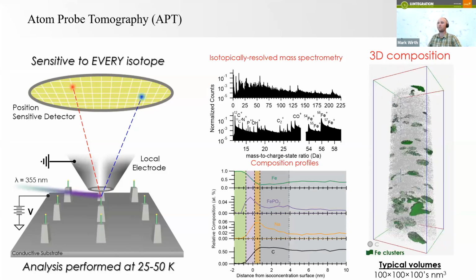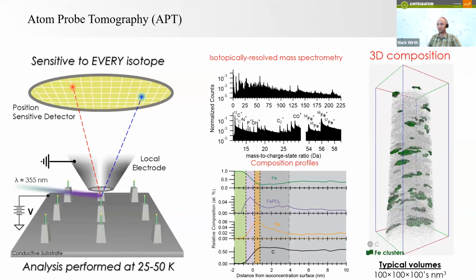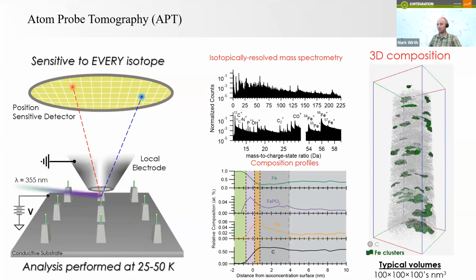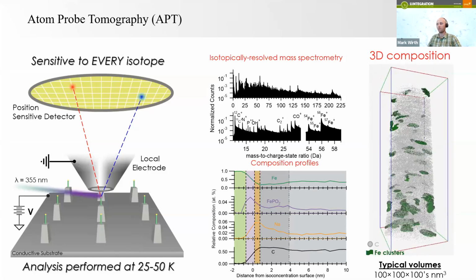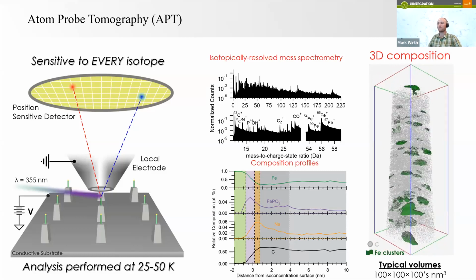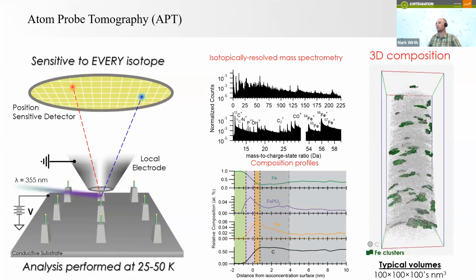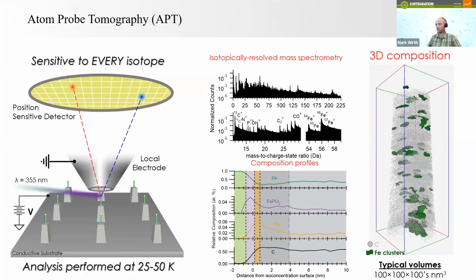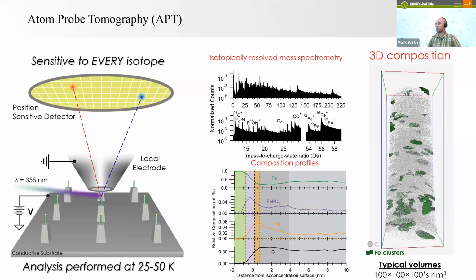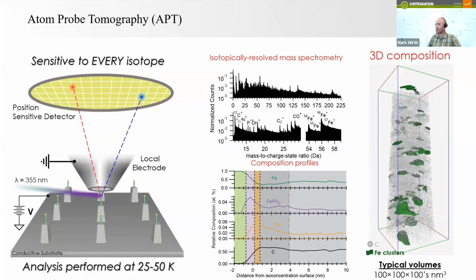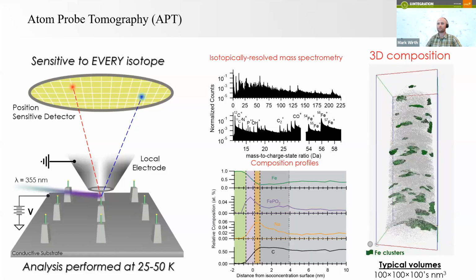The position sensitive detector allows us to extrapolate the position on the needle from which the ion came. And the sequence of events allows us to know where they live in the Z dimension, so as you're moving down the axis of the needle. And the time of flight mass spectrometer lets us know isotopically resolved masses of all of the ions that come off. So we end up with this isotopically resolved mass spectra, which we can create cool composition profiles and these 3D composition maps, which are interesting insights into materials.